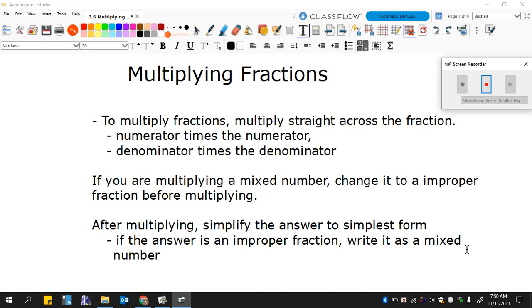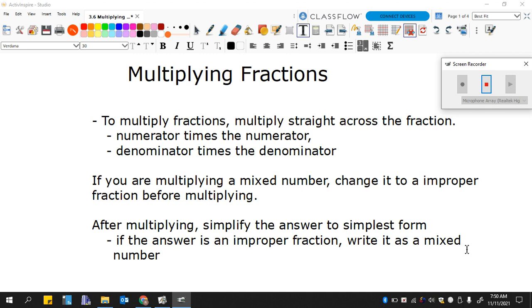In this lesson, we're going to talk about multiplying fractions. We're in the middle of the unit on fraction operations, so multiplying fractions is quite a bit easier than adding and subtracting fractions. To multiply fractions, all you really have to do is multiply straight across.